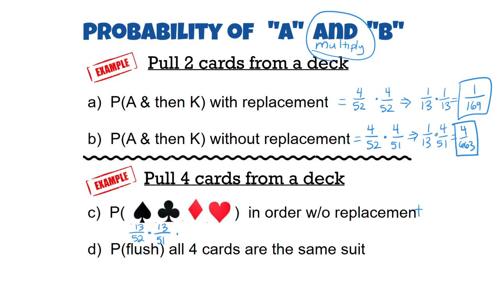And now I'm going to get a diamond. Again, so far I've just got a spade and a club in my hand. There are still 13 diamonds in the deck to pull, out of, now there's only 50 cards in the deck. And for hearts, there's still 13, but there's only 49 cards in the deck.